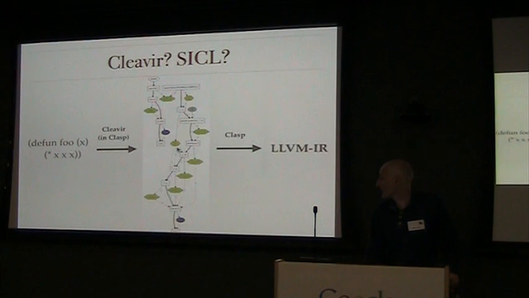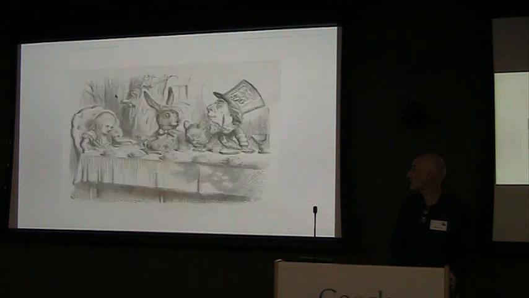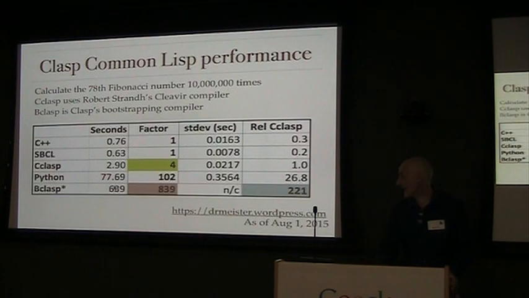And Cleavir generates this kind of intermediate representation, and basically it will take Common Lisp code and convert it into this intermediate representation, which is nicely displayed with Robert's code and GraphViz. And then Clasp takes this stuff and lowers it to LLVM IR. LLVM takes it the rest of the way to native code. And here's the result as of about 3 weeks ago. C class, this is Cleavir plus Clasp. I've got a demo, which is just a little integer algorithm that calculates the 78th Fibonacci number 10 million times. And B class, my bootstrapping compiler, takes 839 seconds to do that calculation. C class takes 4 seconds.